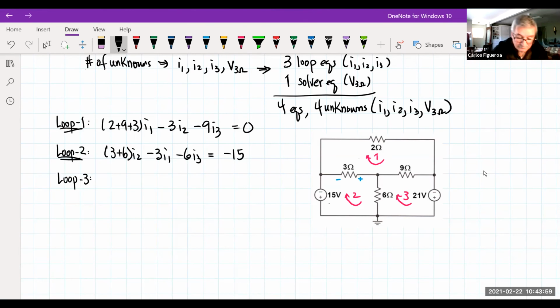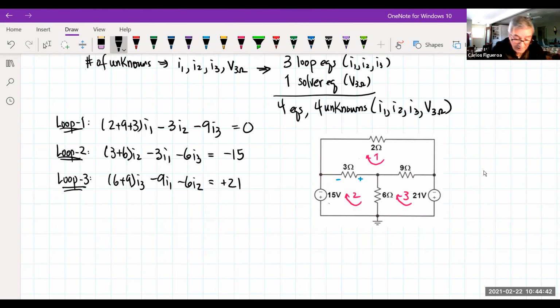Loop 3. How many resistors are connected to loop 3? There's 9. There's 6. So I got 6 plus 9 times I3. Now I'm looking at mutuals. I got 9 with loop 1, 6 with loop 2, and then I look at the sources. How many sources are connected to loop 3? There's only one, but look at the direction of my loop 3. As I come in, it hits the negative. I take the negative to the other side of the equal sign, and it gives me plus 21.